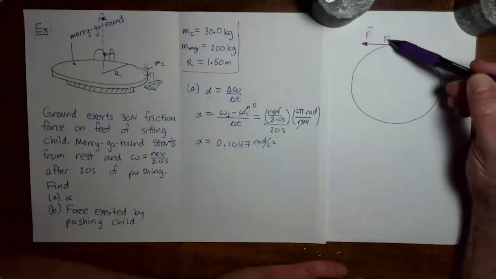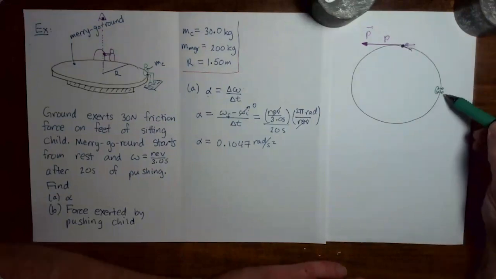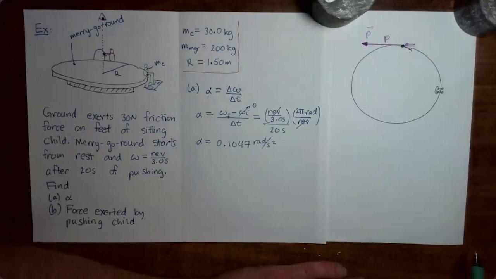Let's say that the magnitude of that pushing force is just the letter P without the arrow on top. Now let's come to the sitting child over here who is dragging his feet on the pavement. We have a frictional force between the feet and the pavement. Now, what would be the direction of that frictional force?